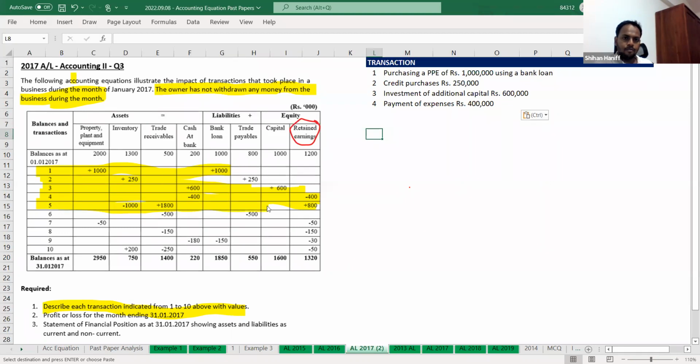Fine. Inventory reduced, receivable increased, and profit 800. So this is 1 million worth of stock sold for 1.8 million. And since it is trade receivables on credit.